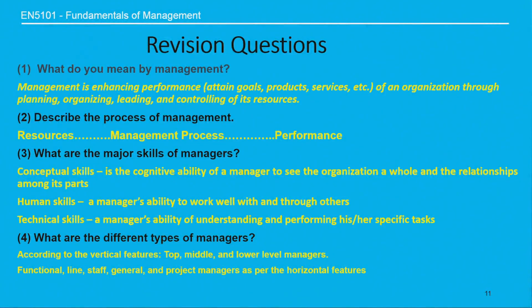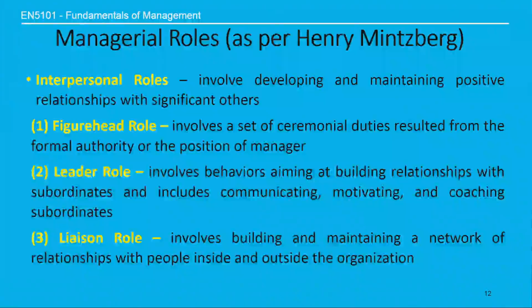Then finally, we identified different types of managers considering vertical as well as horizontal differences. Considering the vertical differences, we identified top managers, middle managers, and lower level managers. Considering the horizontal differences of an organization, we identified functional managers, line managers, staff managers, general managers, and project managers in organizations. Right. Then we have to come to the next part of the lesson to identify managerial roles.